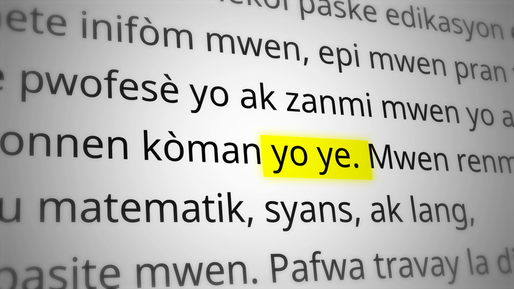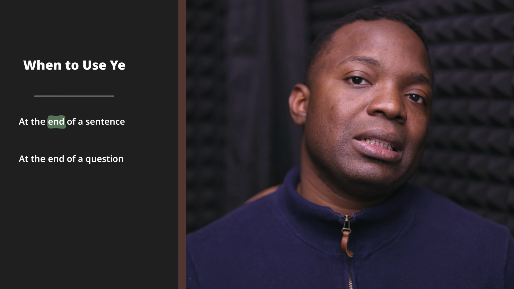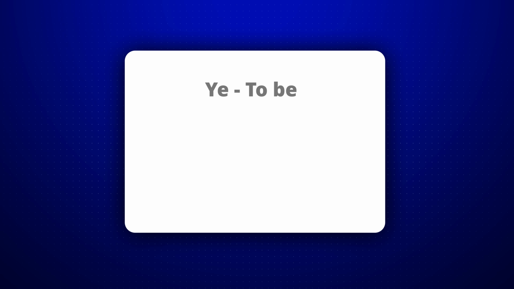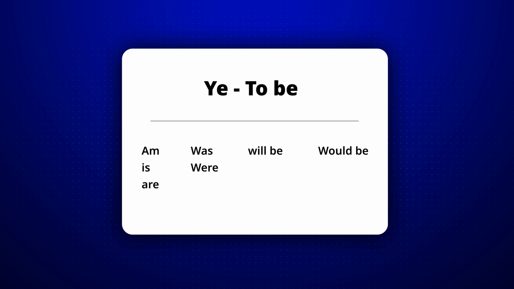You can use the Haitian Creole verb ye at the end of a sentence or question, and that's the most important thing you have to remember. So the Haitian Creole verb ye means the verb to be. So this means you can use it at the end of a sentence or question that would normally end as am, is, were, was, and so on.